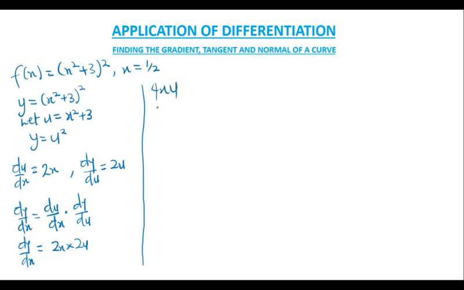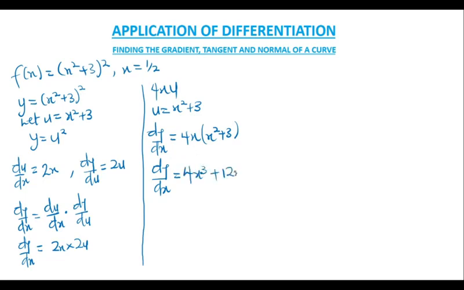This is equal to 4xu. But we know that u is equal to x squared plus 3. So our dy/dx is equal to 4x times the bracket (x squared plus 3). From here we just simplify what we have in the bracket, and if we multiply that, we get 4x cubed plus 12x. This is what we get after we differentiate this function.